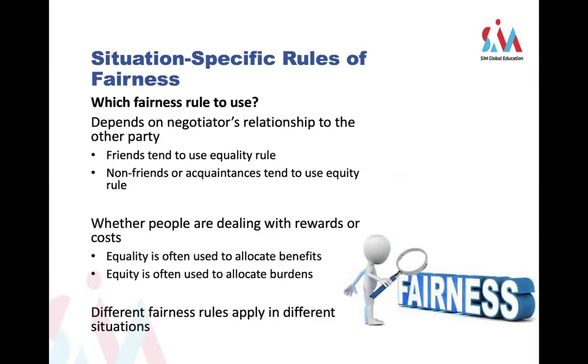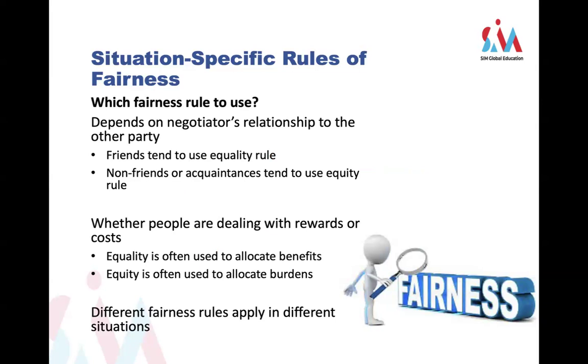Now, it also depends on the negotiator's relationship to the other party. Friends tend to use the equality rule. Okay, they want to view themselves as equal among their peers. So friends tend to use equality rule. Non-friends, acquaintances tend to use equity rule.